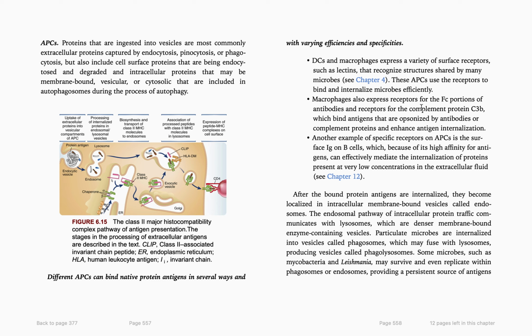Macrophages also express receptors for the Fc portion of antibodies and receptors for complement protein C3b, which bind antigens that are opsonized by antibodies or complement proteins and enhance antigen internalization. Another example of a specific receptor on antigen presenting cells is surface Ig on B cells, which, because of its high affinity for antigens, can effectively mediate the internalization of proteins present at very low concentration in the extracellular fluid.